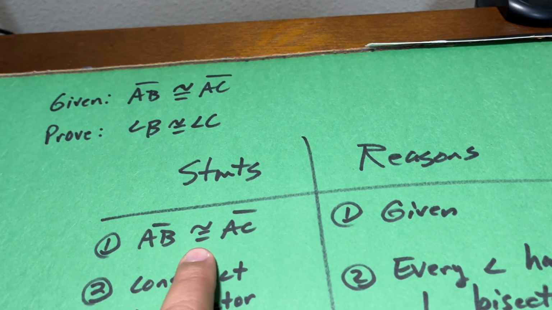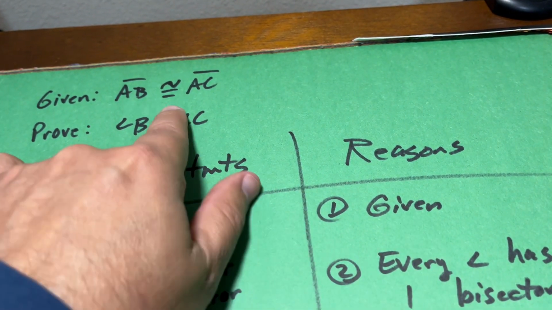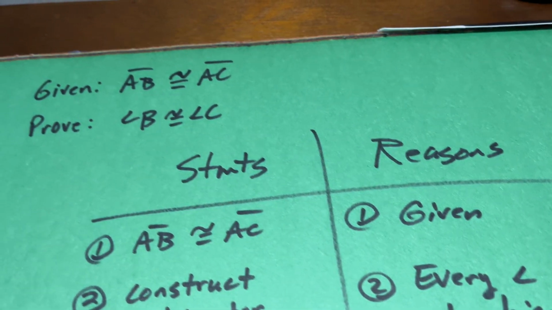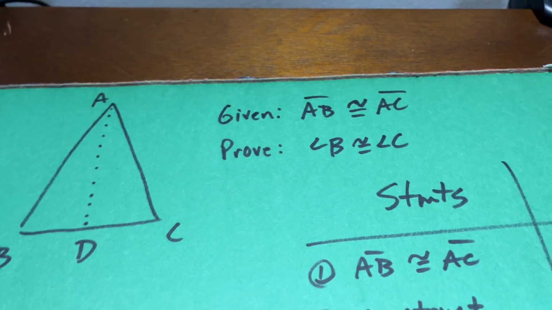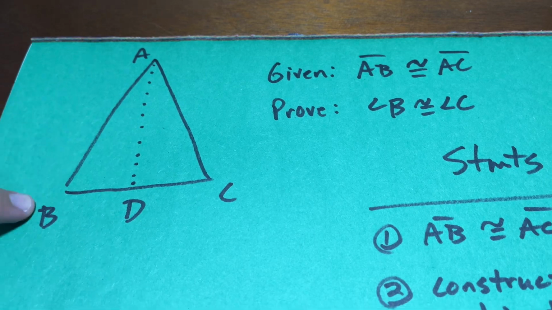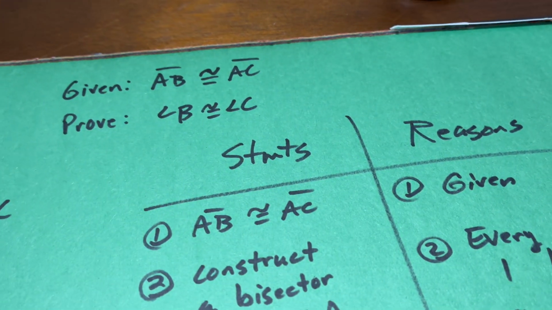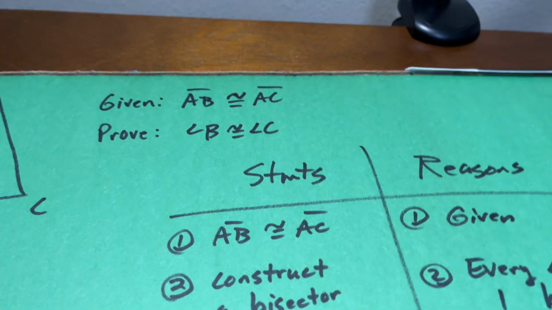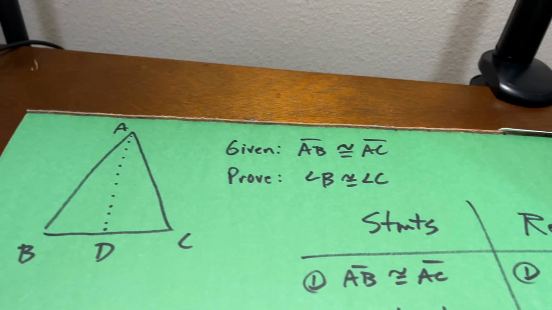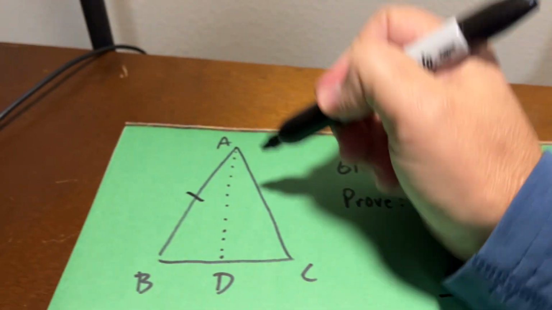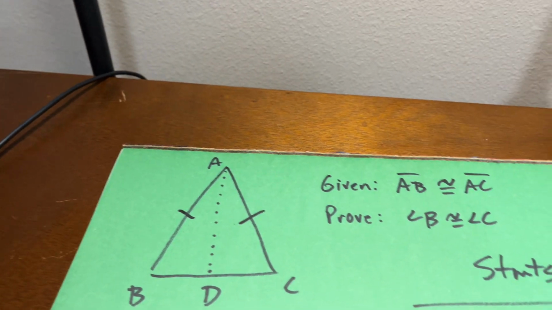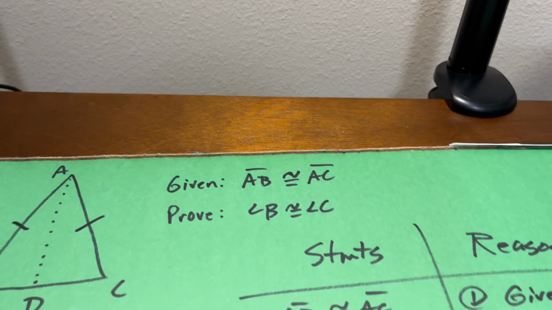So I'm going to write this down and say that it's given. It was given to me before the problem started. What I know is that this segment right here, AB, is congruent to that segment. In fact, I could go ahead and mark that. Let me grab my pen. So I'm going to mark that. I'm going to say this is the same as that. So those two are the same by this given statement.